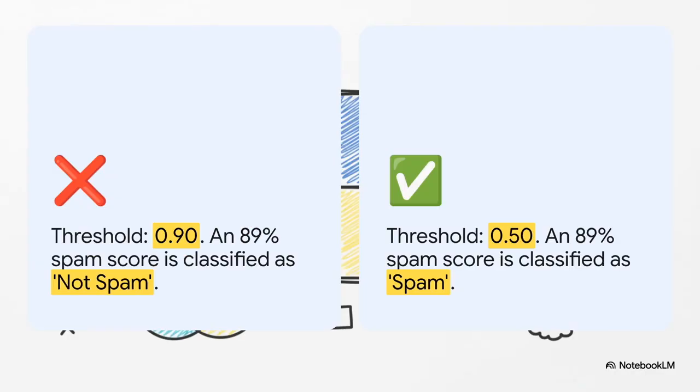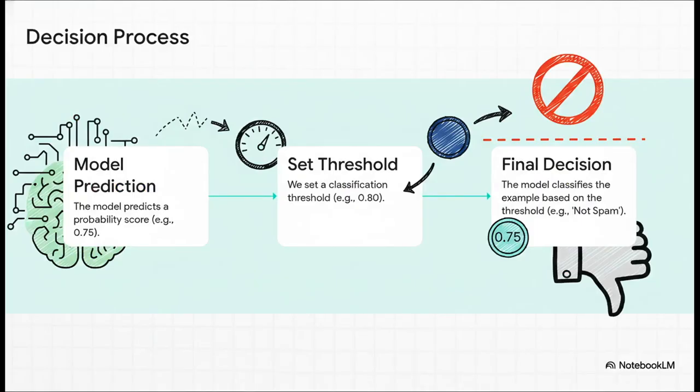Now let's see how this actually plays out. Check this out. If we set a really high bar, a threshold of 0.90, our email with an 89% spam score doesn't quite make the cut, so it gets labeled not spam. But if we lower that bar to 0.50, that same 89% score is now way over the line, and it gets flagged as spam. It's the same email, the same AI, but just by changing the threshold, we get a completely different result.